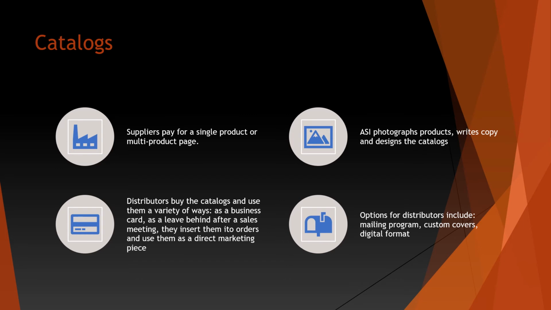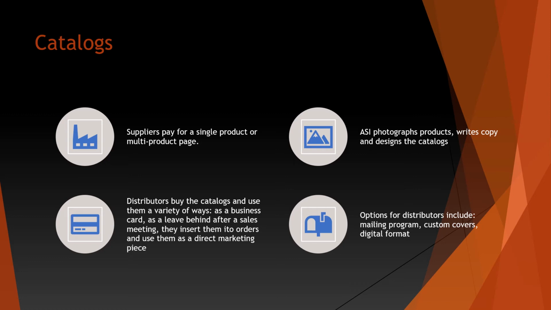ASI offers catalogs, and these are consolidated catalogs. So suppliers pay for a single product or multi-product page. They can send us the images, and we'll put them in the catalog, and we will write the copy for them. Or they can send the products, and we will take pictures of those products, and we will write the copy and put that in the catalog. Once those catalogs are printed, then distributors can buy those catalogs.